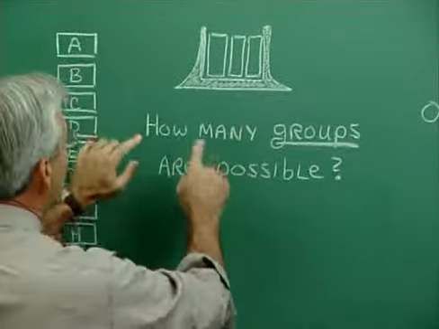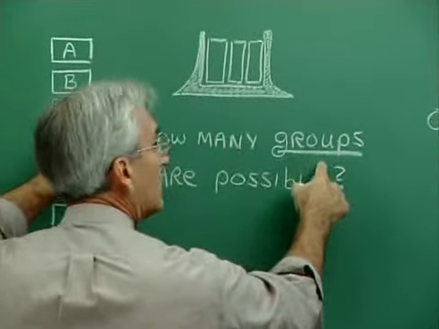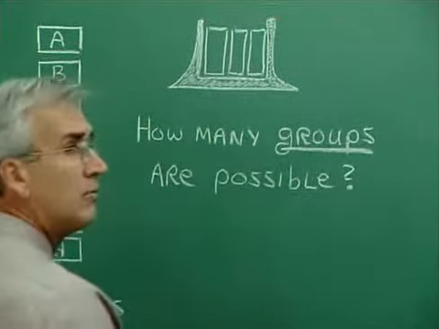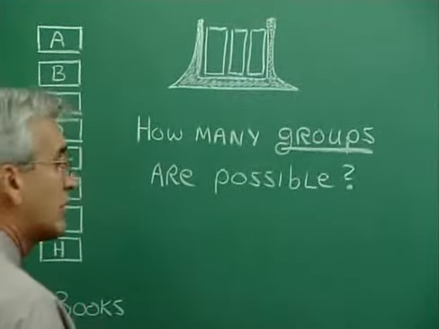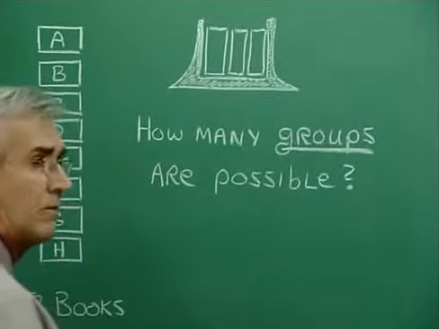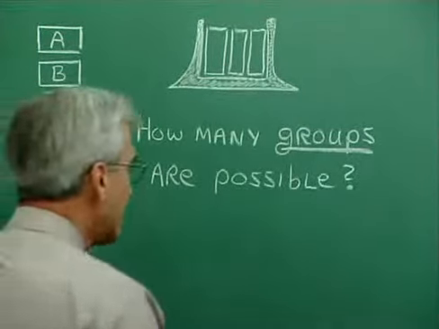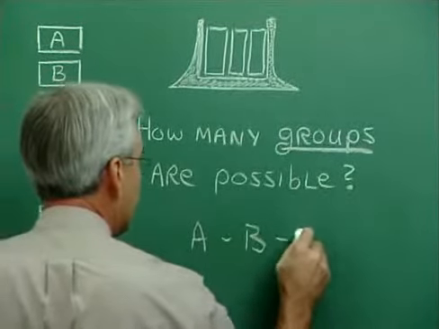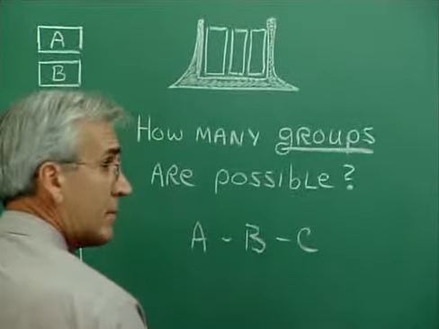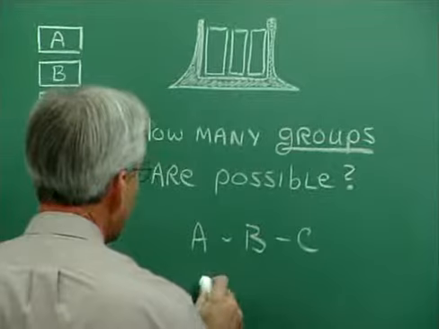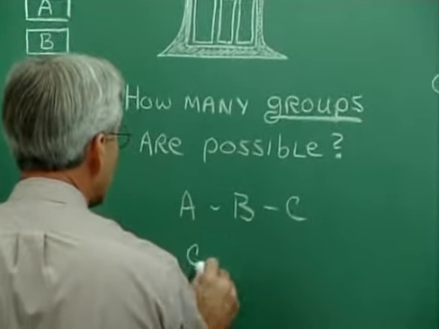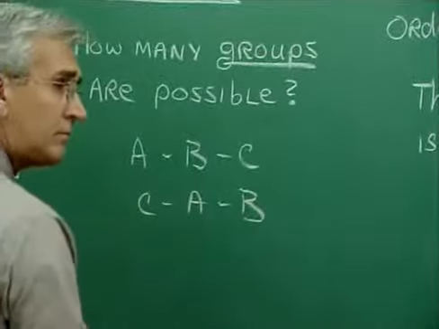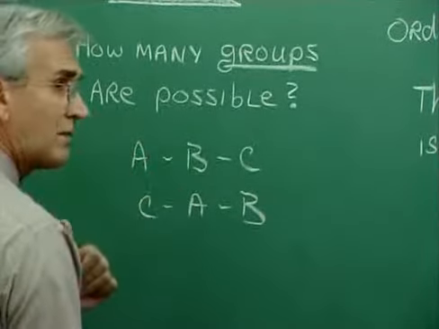And I'd like to know how many groups of 3 books are possible to put onto the bookshelf containing 3 books. How many groups are possible? Now, a group of 3 books, if I have books A, B, and C, that is a group of 3. It's the same group of 3, even if I say this is CAB. See, same group of 3. So I don't want to count this twice.